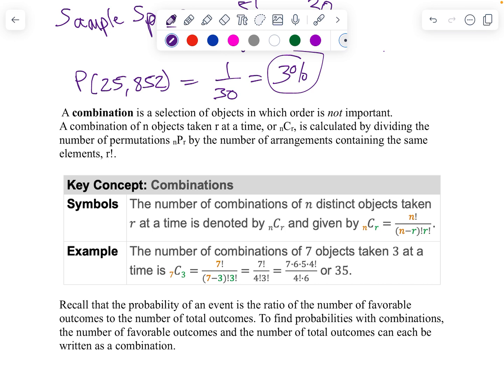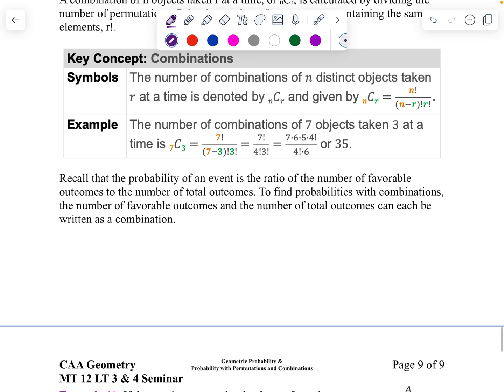Now we throw in the Powerball, that's a little bit different. That's where the last one has to match exactly what you picked. But when we do probability that requires combinations, we're usually going to do our combinations for the favorable outcomes to the total outcomes, and we're going to write that as a combination and then do our probability from there.